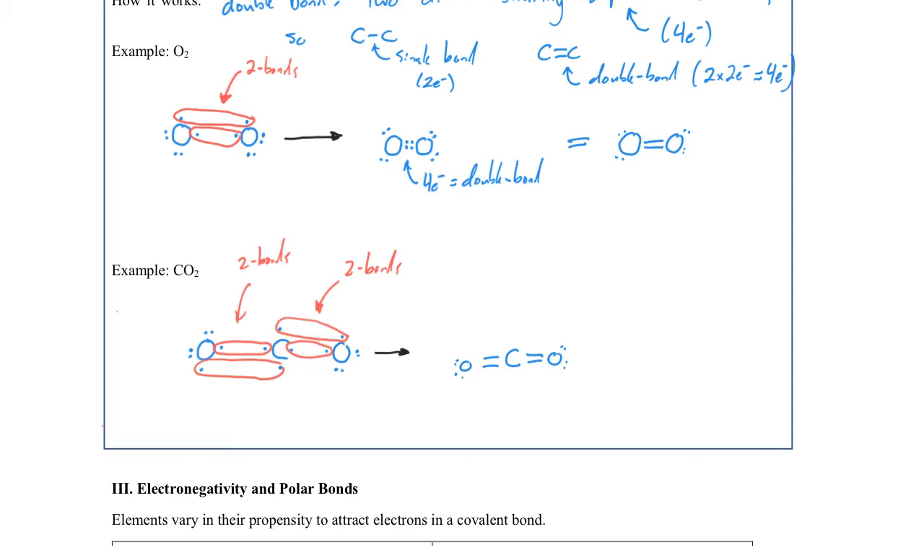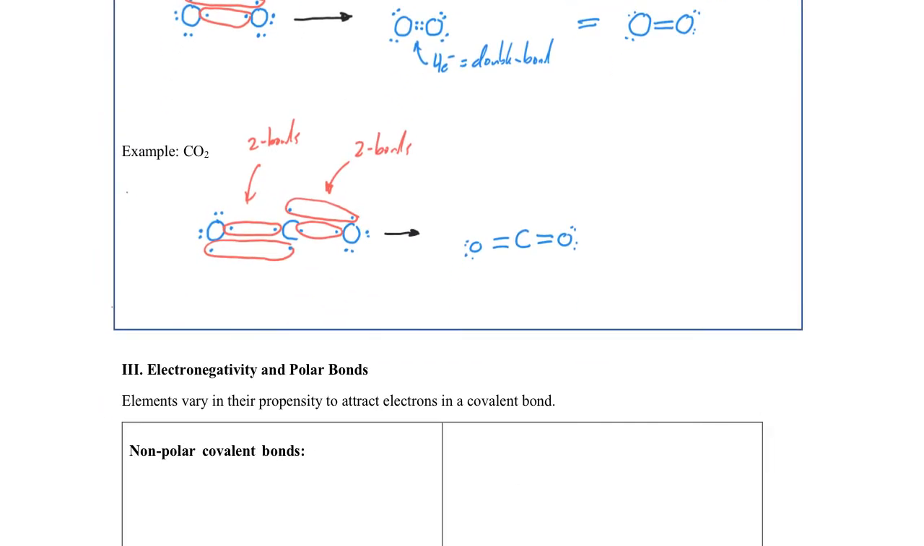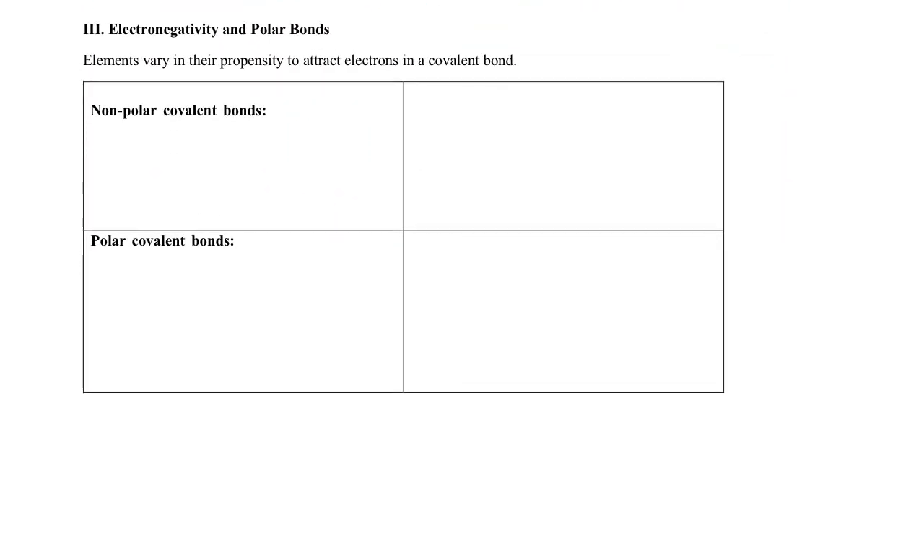Now, there are also triple bonds. We're not going to be doing that in this class. We'll restrict ourselves to single and double bonds. But just so you know, there are also triple bonds. Now, the next part of this talks a little bit about some little details about covalent bonds.